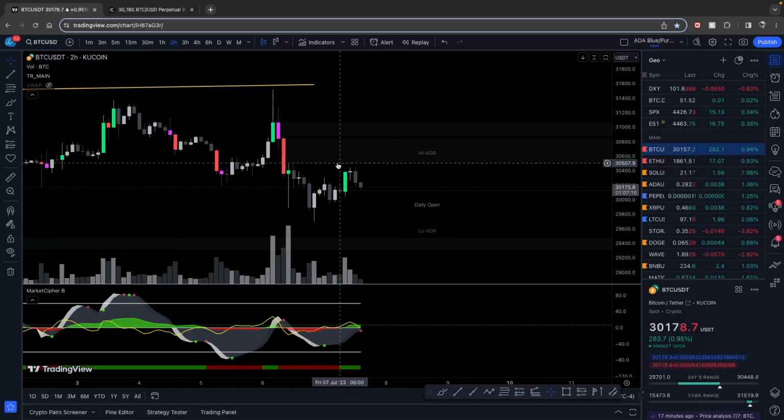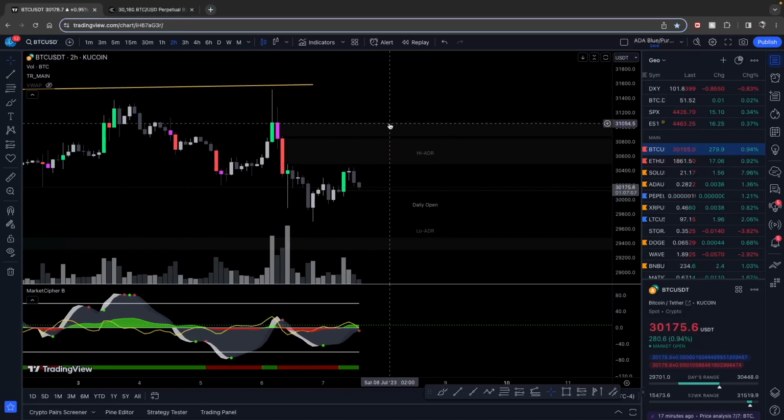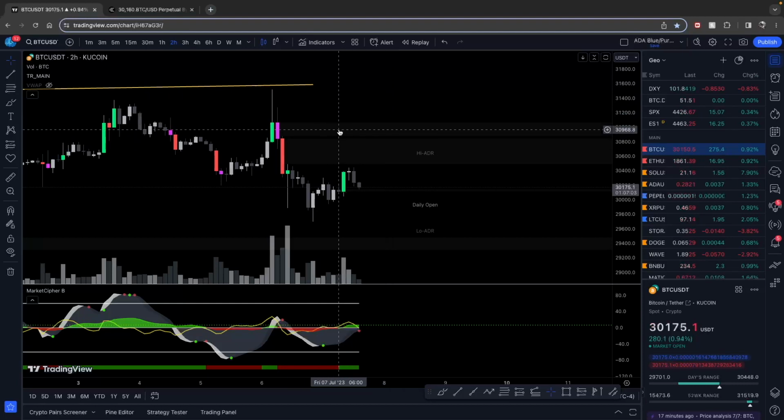Okay. But yeah, price can go up there. So there's absolutely nothing to be surprised at. If it decides that it wants to go up there, you can't say that you didn't see it.